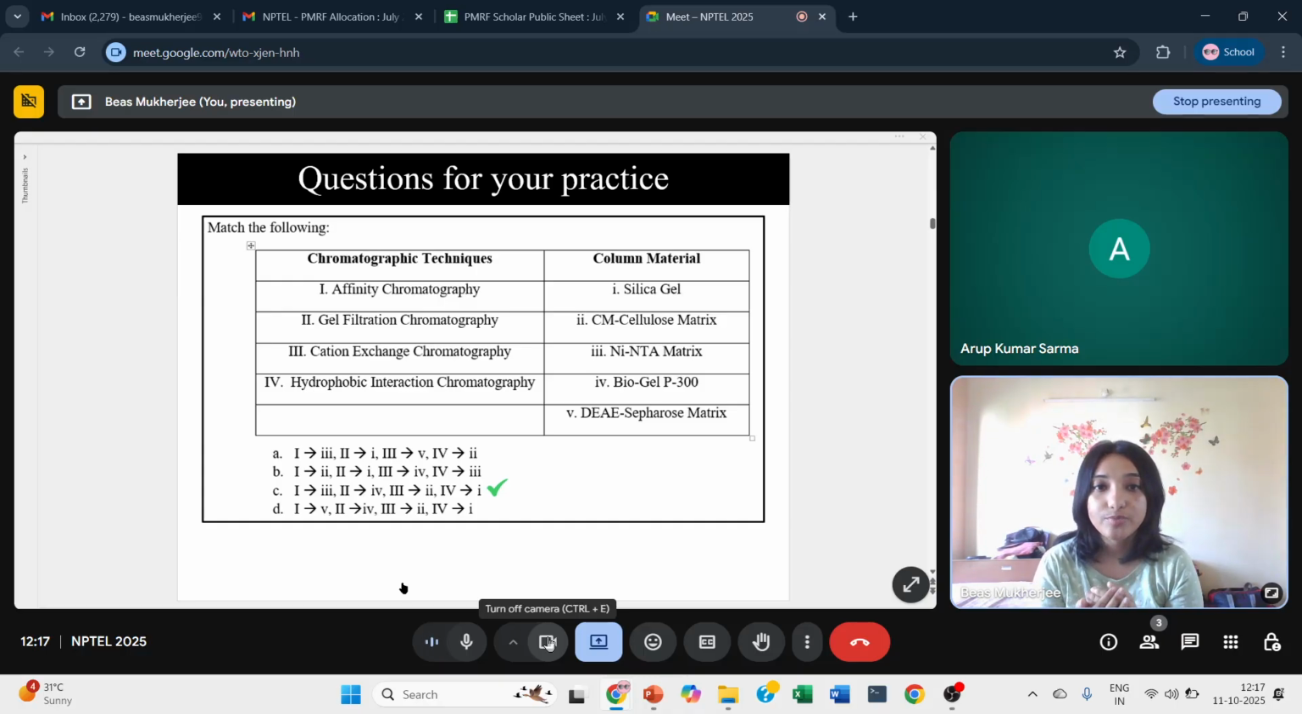For cation exchange chromatography, it is carboxymethyl cellulose. And for hydrophobic interaction chromatography, it is silica gel.